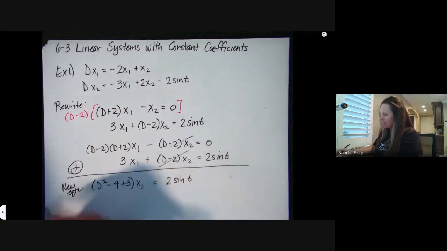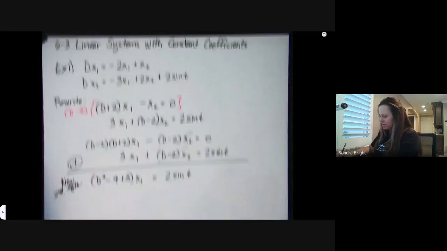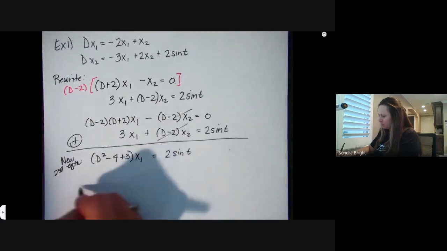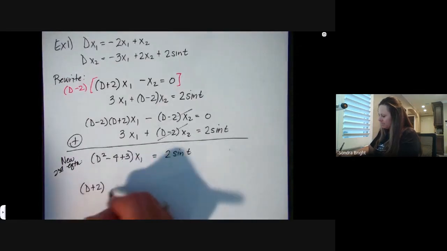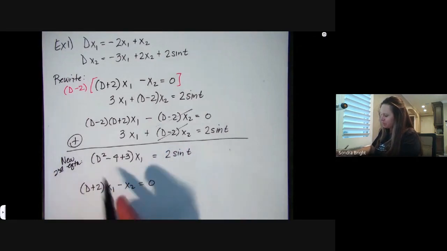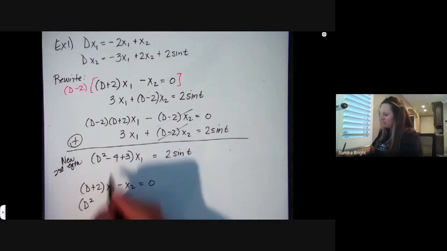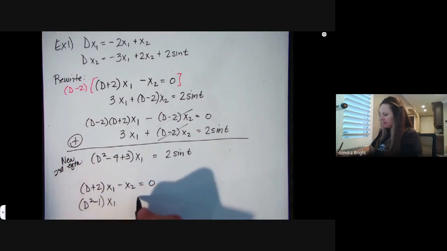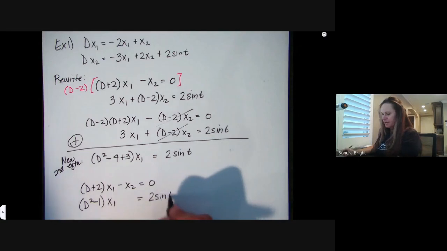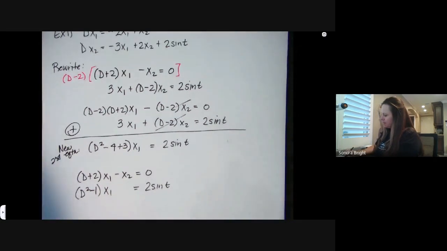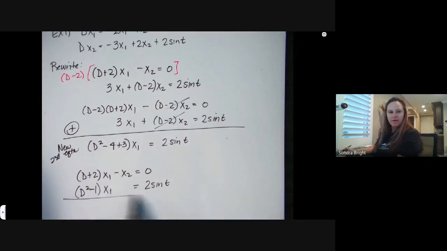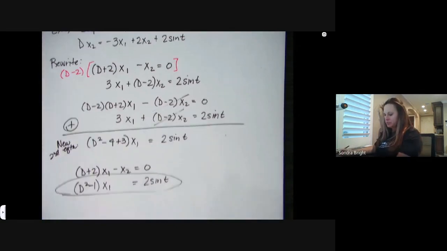So now what I've got is, my first equation was D plus 2 operating on x1 minus x2 equals 0. And then this guy is my new second equation, which is D squared plus 4 and or minus 4 and plus 3 gives you a minus 1 operating on x1 equals 2 sine of t. All right, so let's work on this second equation here. Find the solutions for it.